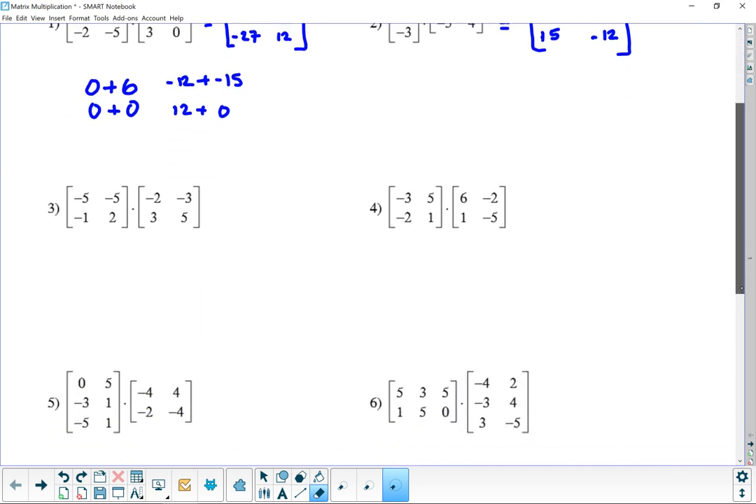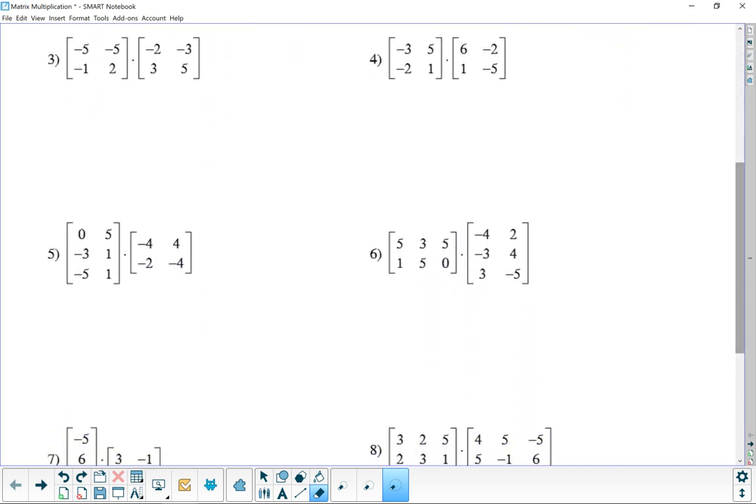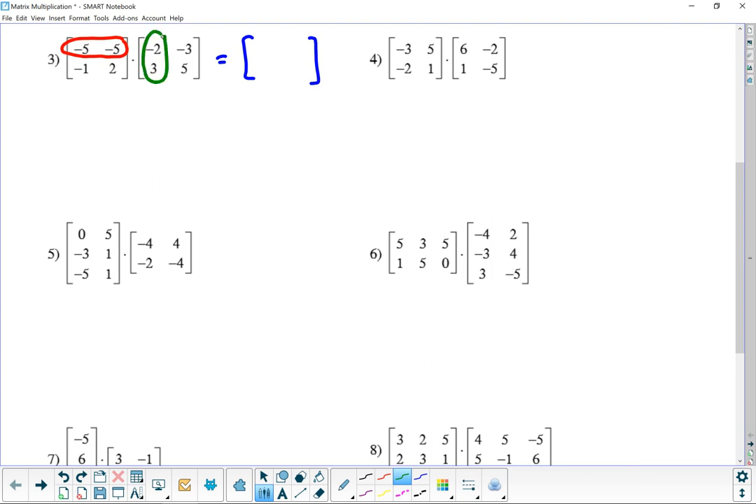This one was a little straightforward because there wasn't that much math to do. Number 3, 2 by 2 and a 2 by 2. You will end up with a 2 by 2, just like number 1. So I'm just going to go ahead and get this in. Okay, so I'm going to do rows first in the first matrix, and you're going to do columns in the second matrix. And that's the only way it's going to go. First matrix is always rows, second matrix is always columns.